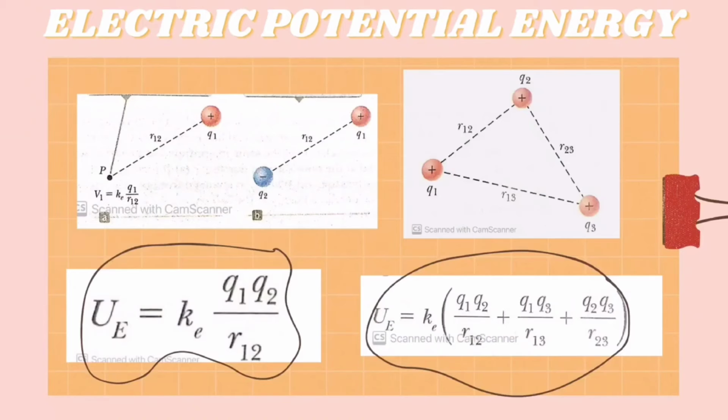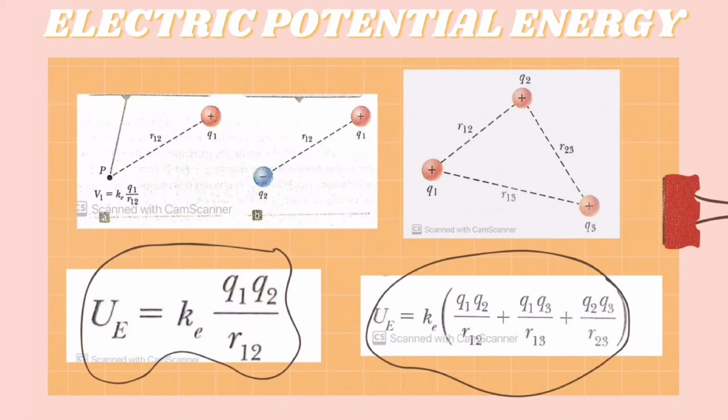Now, imagine that an external agent brings a charge Q2 from infinity to point P. There is work that must be done to do this, and this would represent a transfer of energy across the boundary of the two-charge system, and the energy appears in this system as potential energy when the particles are separated by a distance r12. Therefore, the electric potential energy of a pair of point charges can be found as U_E equals k_e times Q1 times Q2 over r12.